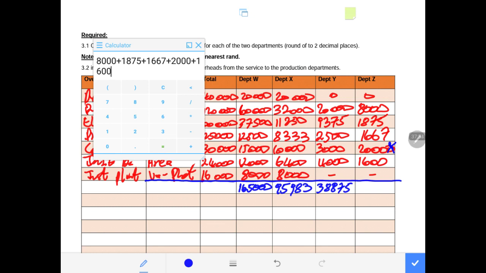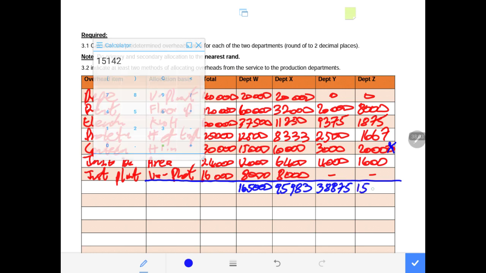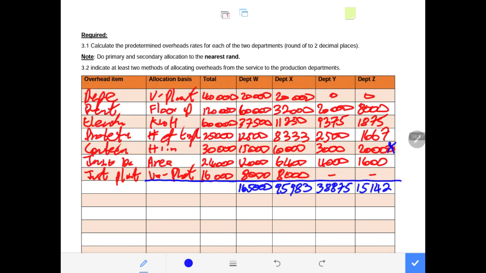8,000, 1,875, 1,667, 2,000 plus 1,600. So now this is the total cost of 15,142. That 2 comes from the 5 and the 7 there. 15,142. Then this is our primary allocation. Then we'll have our total here.